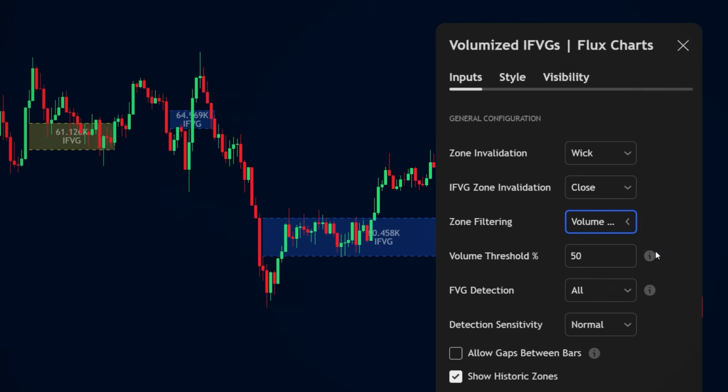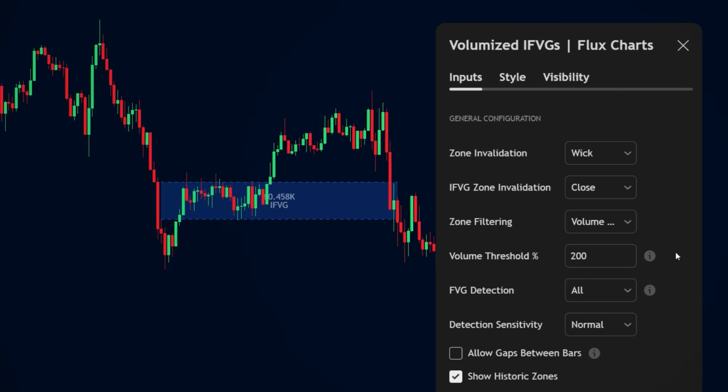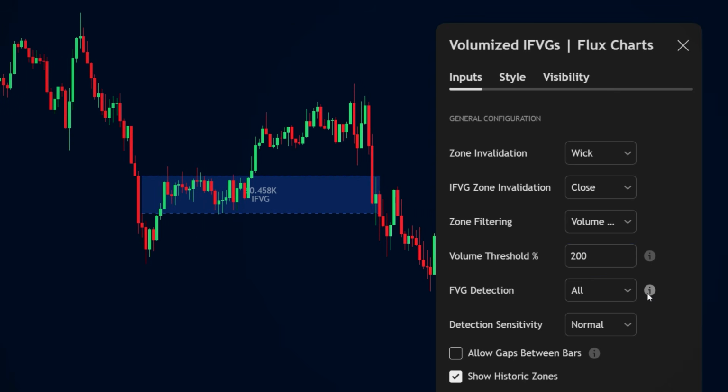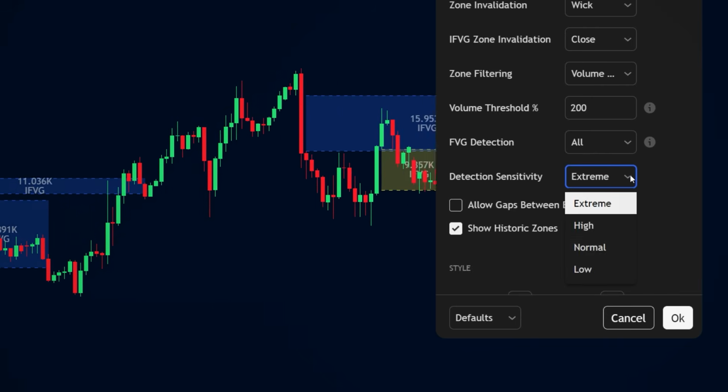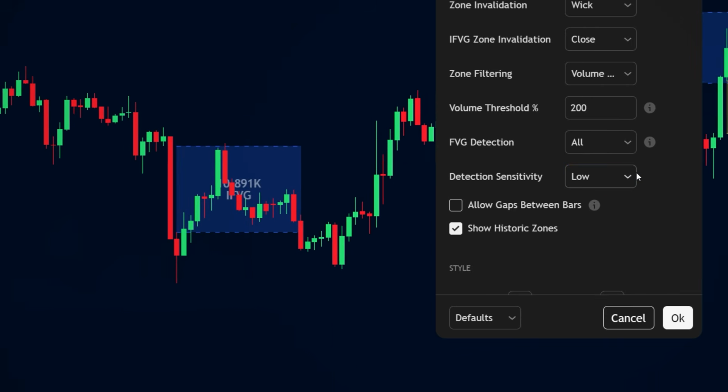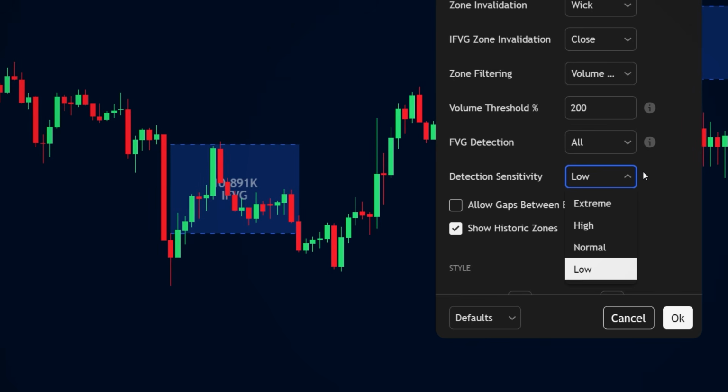Or, you can use volume threshold. That checks the breakout volume against the recent average. If there's no real participation, the gap won't even register. For example, set it to 200% and only flips with double the average volume will show. And finally, sensitivity. Set it to extreme and you'll catch every tiny flip. Drop it to low and only the strongest zones appear. Normal and high sit in between.